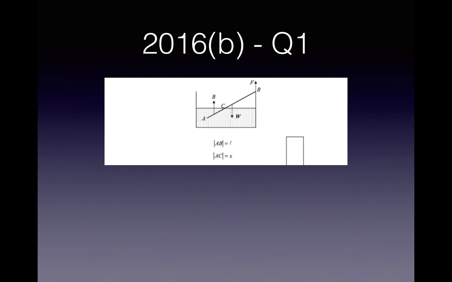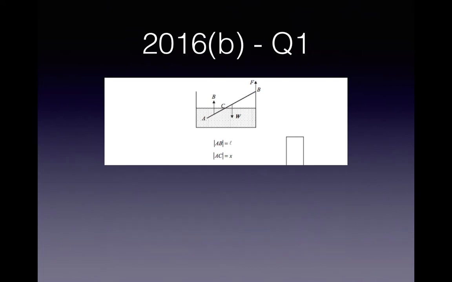So the length AB they're saying is L. I would suggest 2L personally. And the length AC they're calling X. I would call 2X. And the question is looking for X over L, essentially. That's what we're looking for.